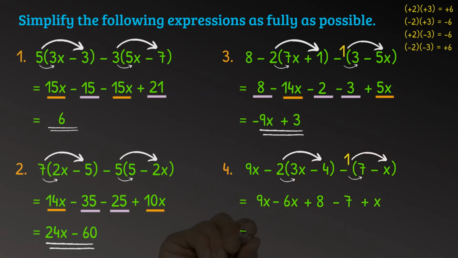So next, if we add all the components that contain x together, we have 9x minus 6x plus x, so that's equal to 4x. And then if we add the constants together, plus 8 minus 7 is equal to plus 1. So the final answer is 4x plus 1.